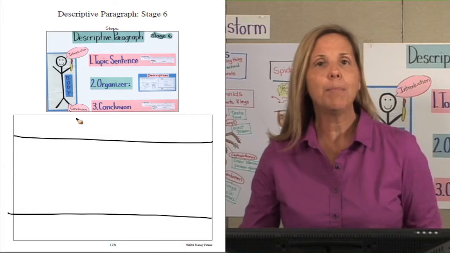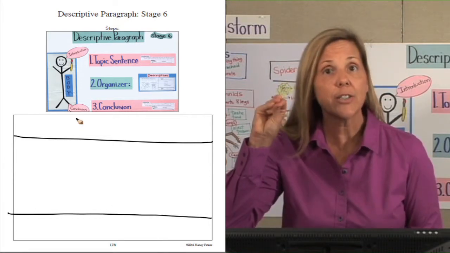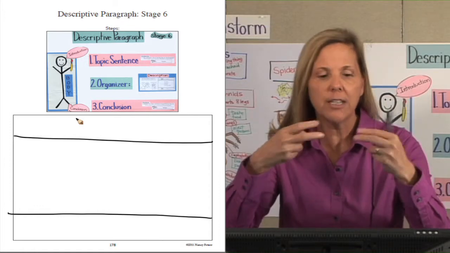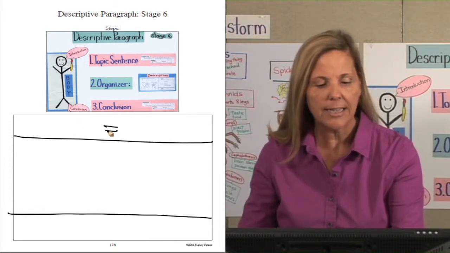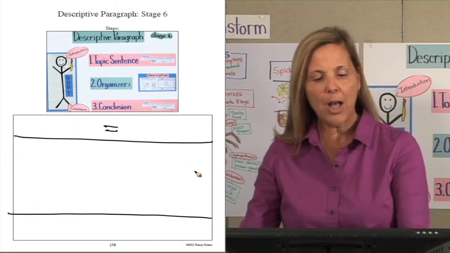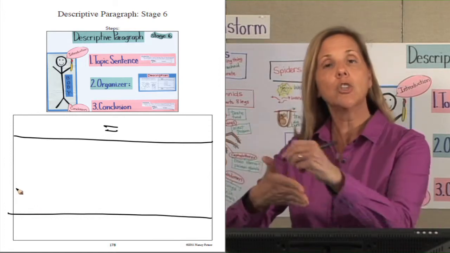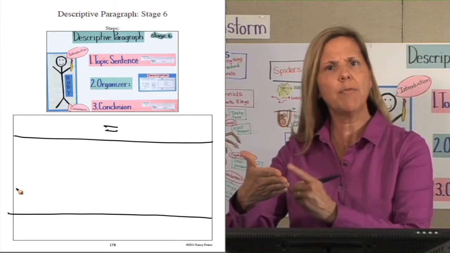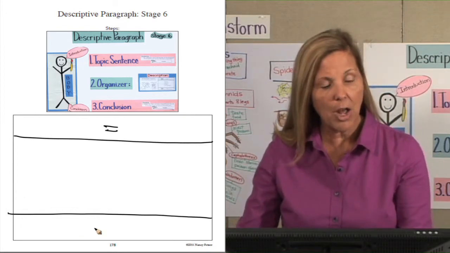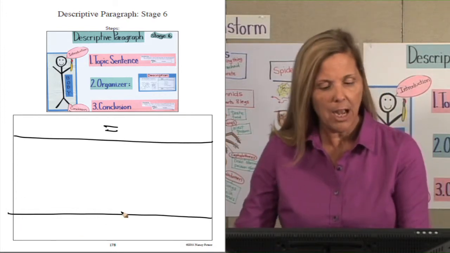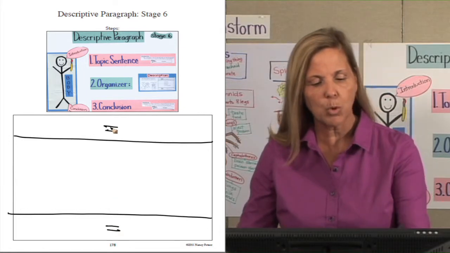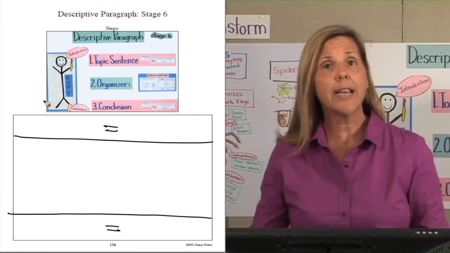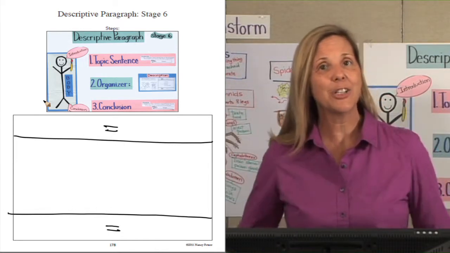Let's go back up to the top where the introduction is, though. What do we need? We need a definition. So we're going to put an equal sign here. And then we have our body. That's where we're going to draw a picture of the subject, label the parts, and tell the function of the parts. And finally, on the bottom is our conclusion. I'm going to put another equal sign there because we're repeating that topic sentence using different words. There's our organizer with our introduction, body, and conclusion.